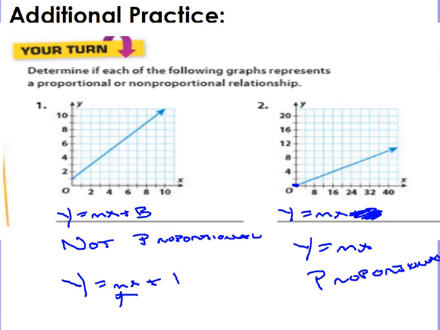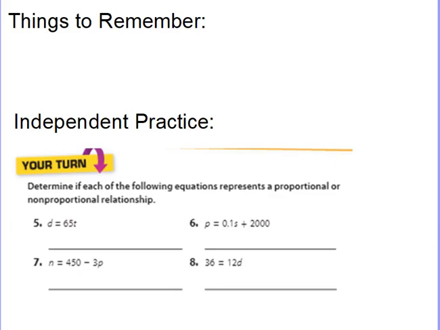Okay, so it's just making sure it's a straight line that goes through the origin to determine if it's proportional or not. So now looking at equations, we should be able to determine if things are proportional or not proportional. So go ahead and give those independent practice problems a shot, and then we'll talk the next time I see you guys.